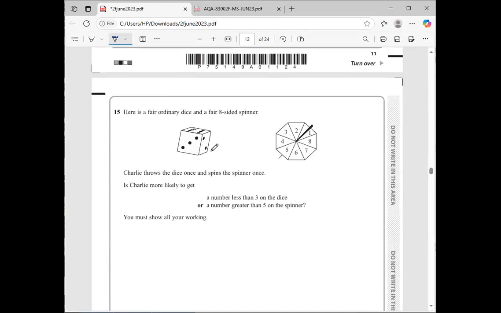How about this one? No, I don't understand that. I think this one has to do with probability. Oh, okay.